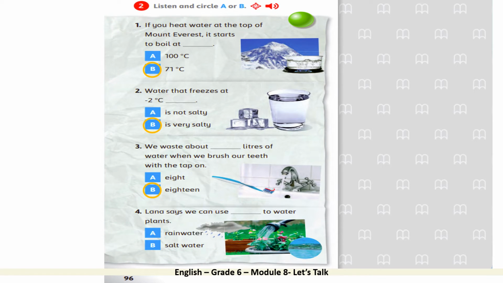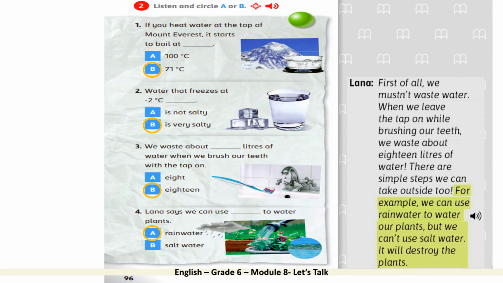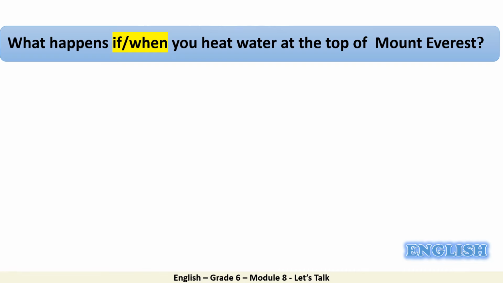Number 4, Lana says we can use rainwater or salt water to water the plants. It's easy. Excellent. We can use rainwater to water the plants. In the text, for example, we can use rainwater to water our plants, but we cannot use salt water. It will destroy the plants. Excellent job. Look at the following question.